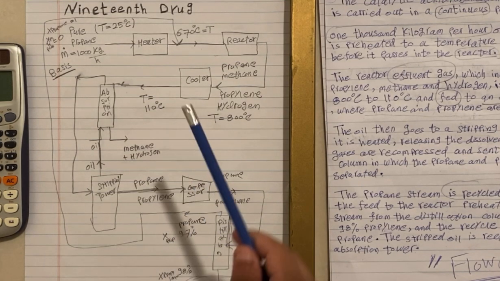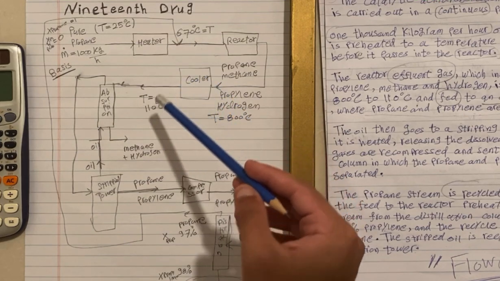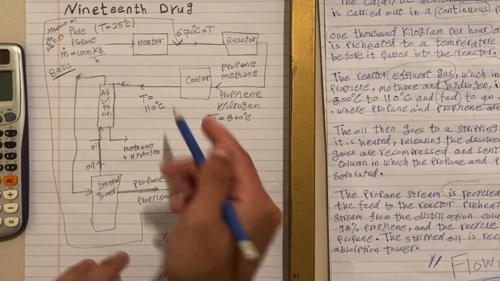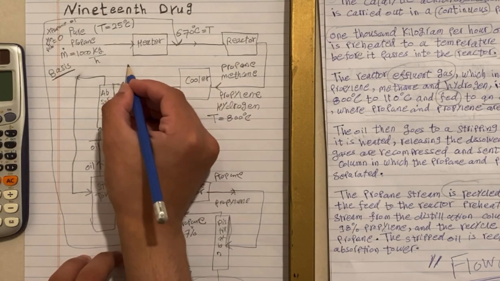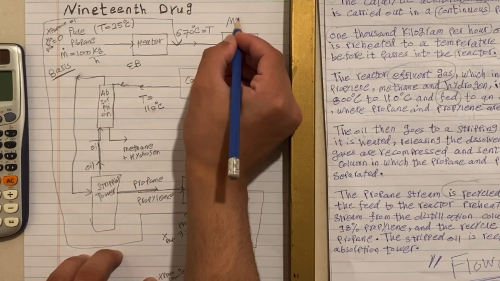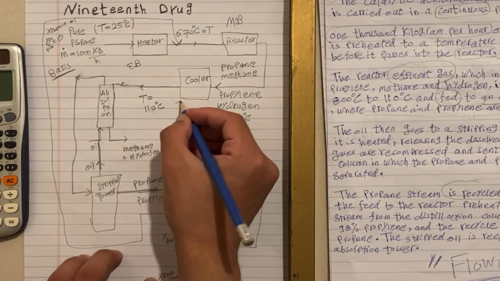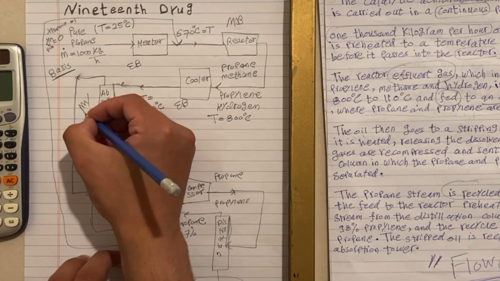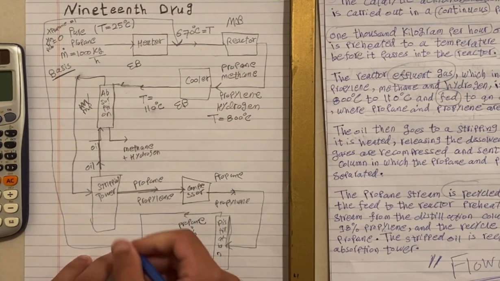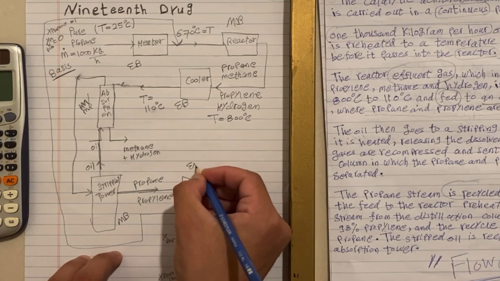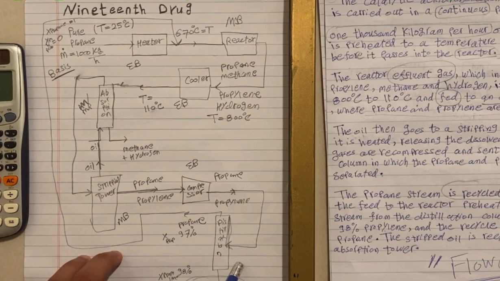Because you see this problem, it summarizes what you will take in your undergraduate courses as a chemical engineer. Heater, you will conduct energy balance. Reactor, you will conduct mole balance. Cooler, you will conduct energy balance. Absorption, mass or mole balance. For the stripping tower, also mass balance. Compressor, energy balance. And distillation, mass balance.